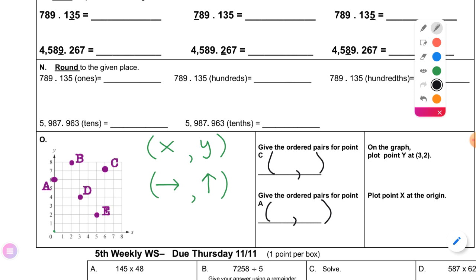Now we have to find point C. So we are looking for the ordered pair of that one. Remember, the first number tells me how far I'm moving to the right. So if I start at 0, how far to the right do I need to move before I get to point C? I have to move to the right 6, so my first number is 6, my x-coordinate. How far up do I need to move, Aiden?